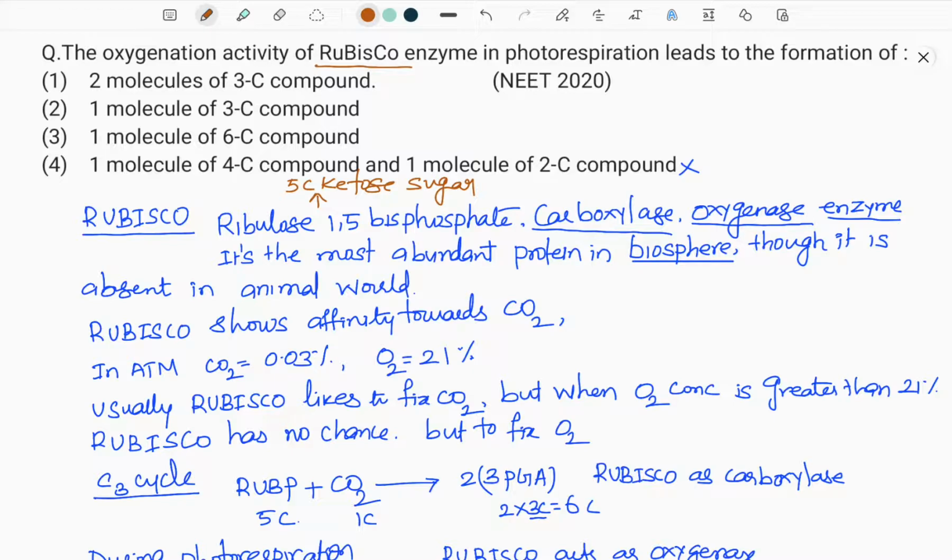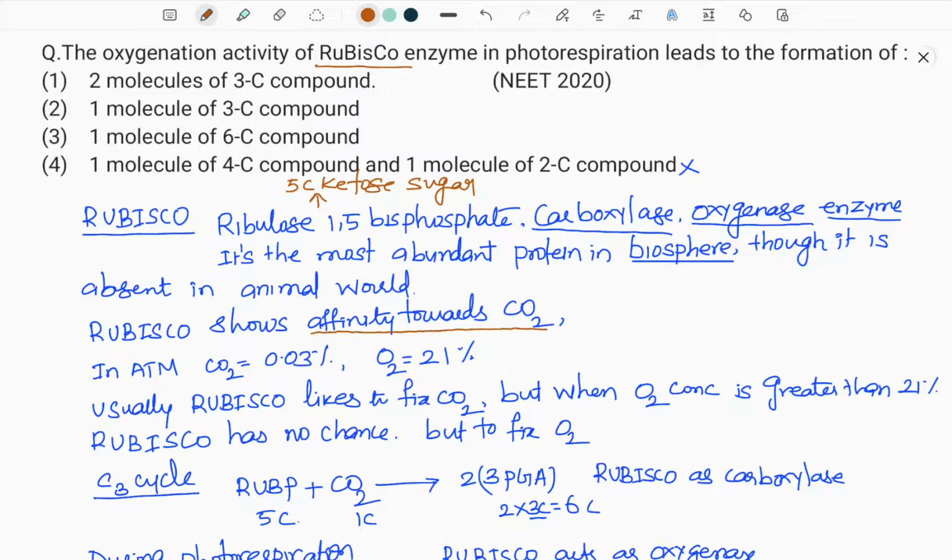Then when does it fix? Does it fix both at the same time? No. It fixes either CO2 or O2. Generally, this enzyme shows much affinity towards carbon dioxide. Affinity means it likes. It likes to fix carbon dioxide rather than oxygen. Then when does it fix oxygen? Yes, that is a good question.